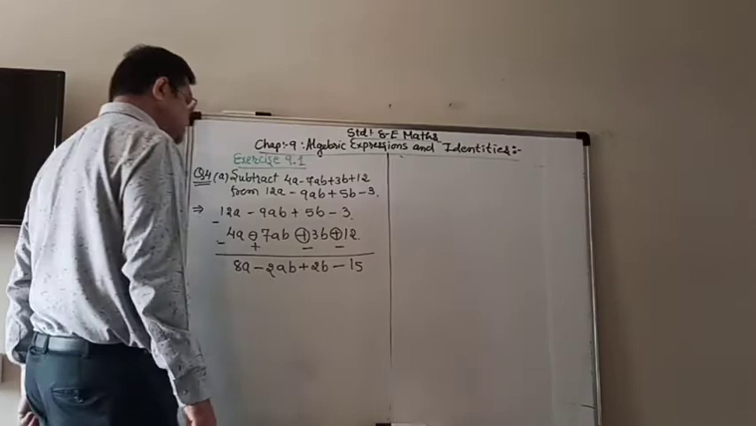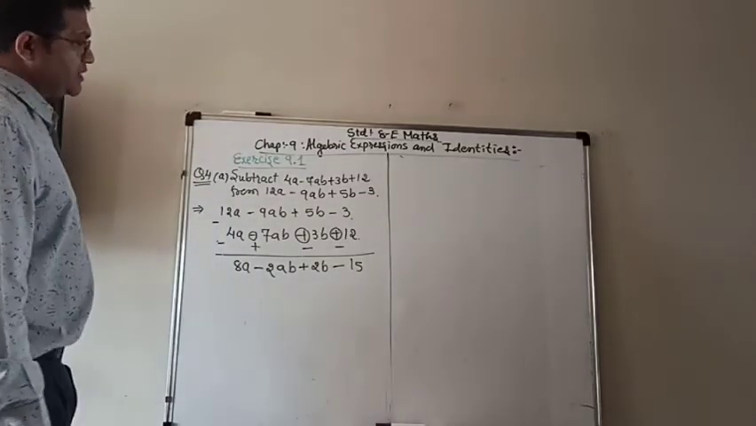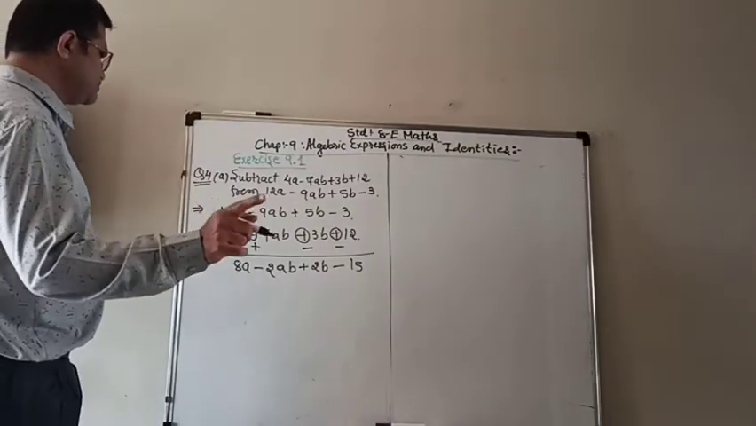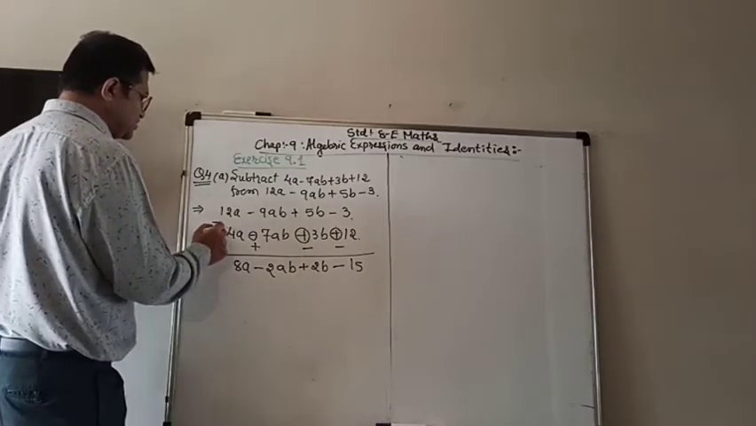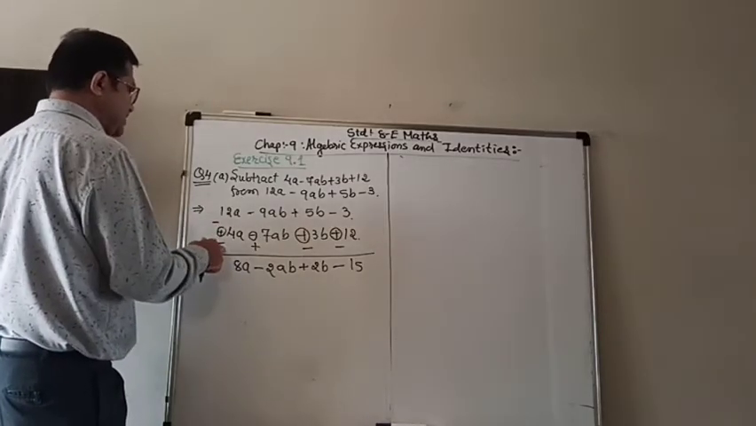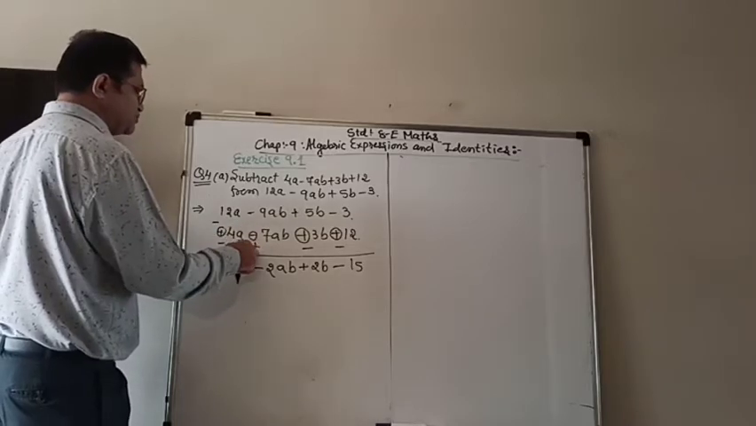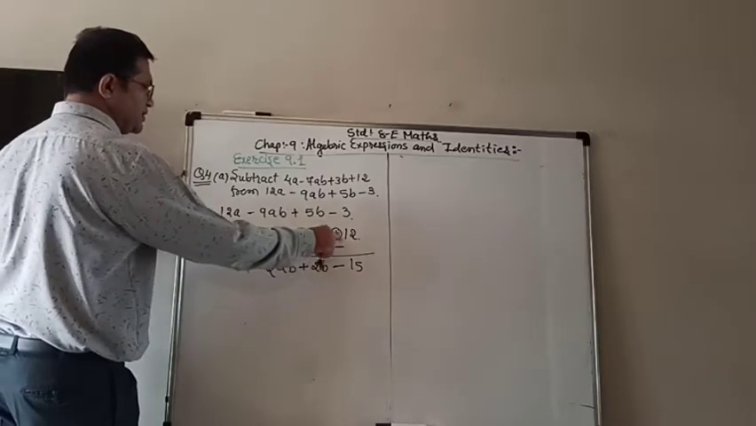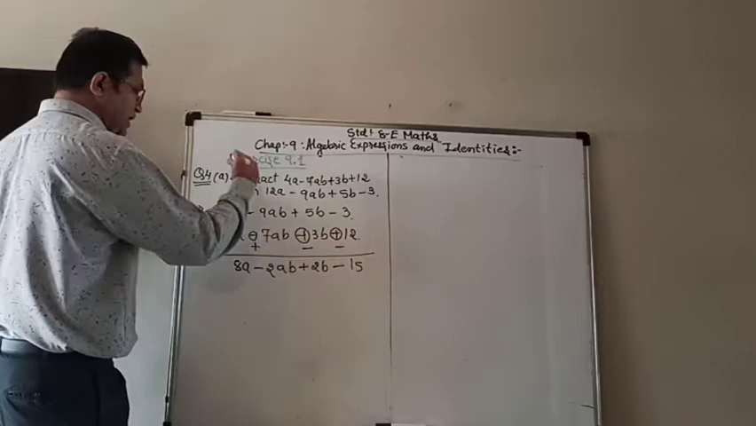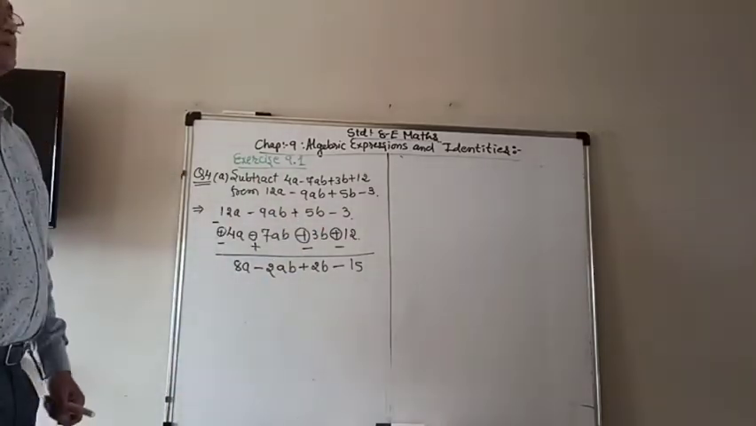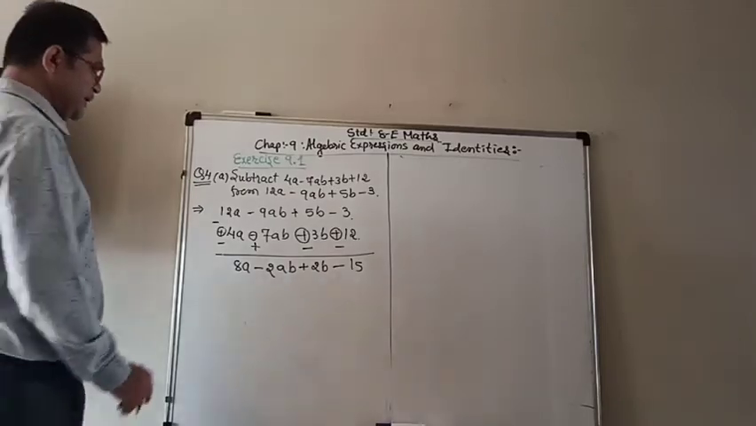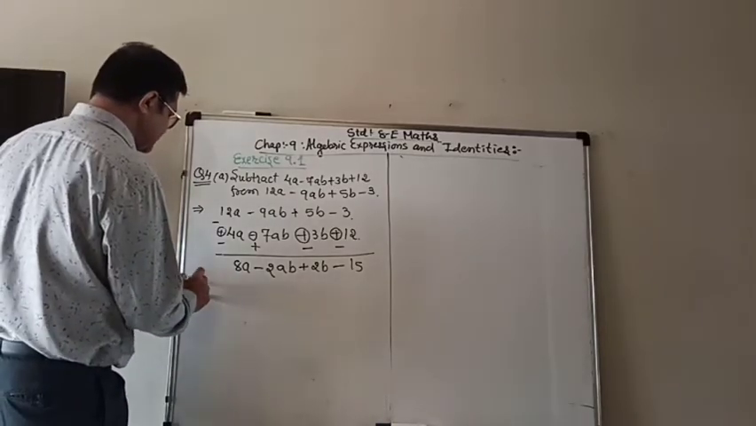And again the negative sign. So when doing subtraction, remember that all the signs will be changed. Here you can see that there is nothing, means plus sign. Plus sign will be converted to minus, minus to plus, and so on. And then column wise we have to do the simplification. Let's take the next one, B.